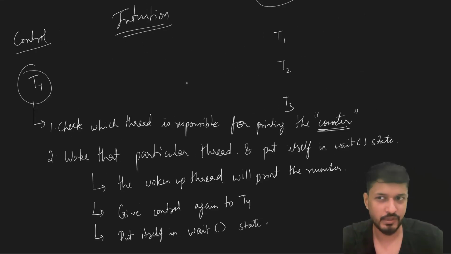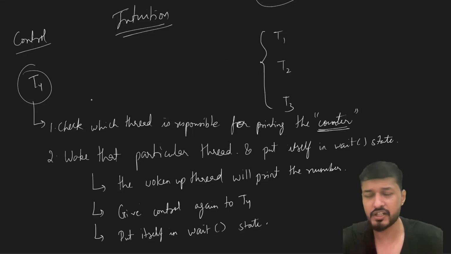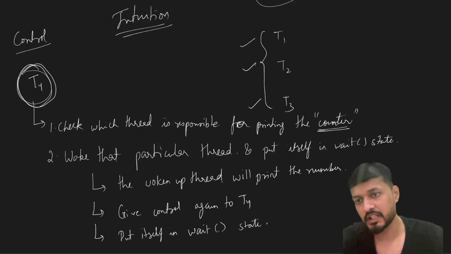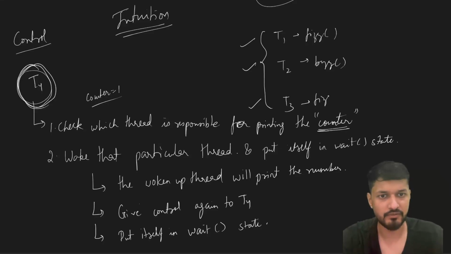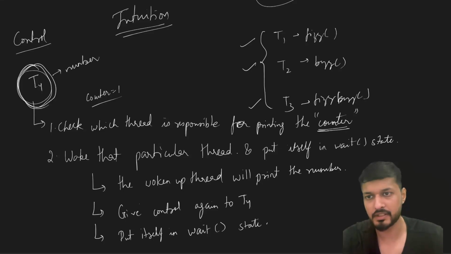We have 4 threads. What we will do is, we will put any 3 threads in waiting state initially and give control to any single thread. Suppose we have put T1, T2 and T3 in waiting state, and we have given the control of the program to T4. Now what is the job of T4? Initially, suppose counter is equal to 1, right? It will check which thread is responsible for printing counter. Before that, T1 is responsible for printing fizz, T2 is responsible for printing buzz, T3 is responsible for printing FizzBuzz, right? And T4 is responsible for printing the number itself, right?